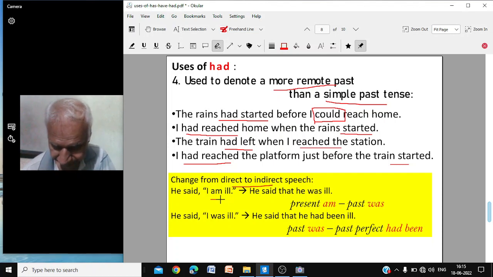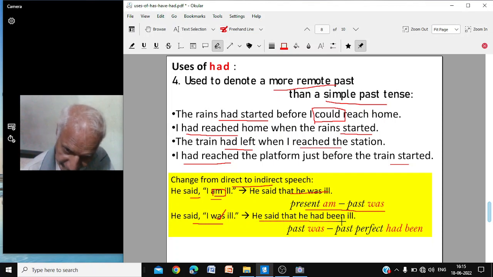Now it is also used when you are changing from direct to indirect speech. I am ill, he said. Said is already in past tense. Then you change it to past tense and say he said he was ill. So present am becomes past was. He said I was ill. Note that this is already in past tense. This was in present tense, so you change it into past tense. This is already in past tense, so it is changed to past perfect. He said that he had been ill. Had been. Past is changed to past perfect, a more remote past.